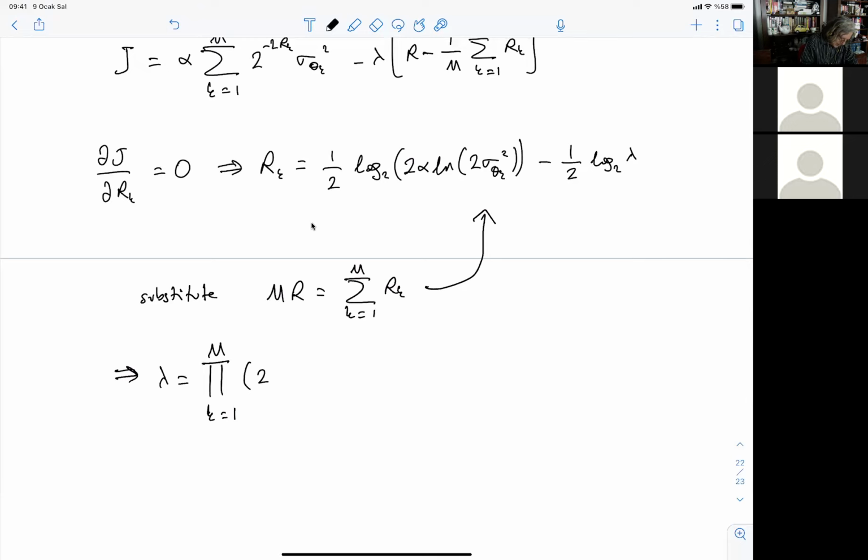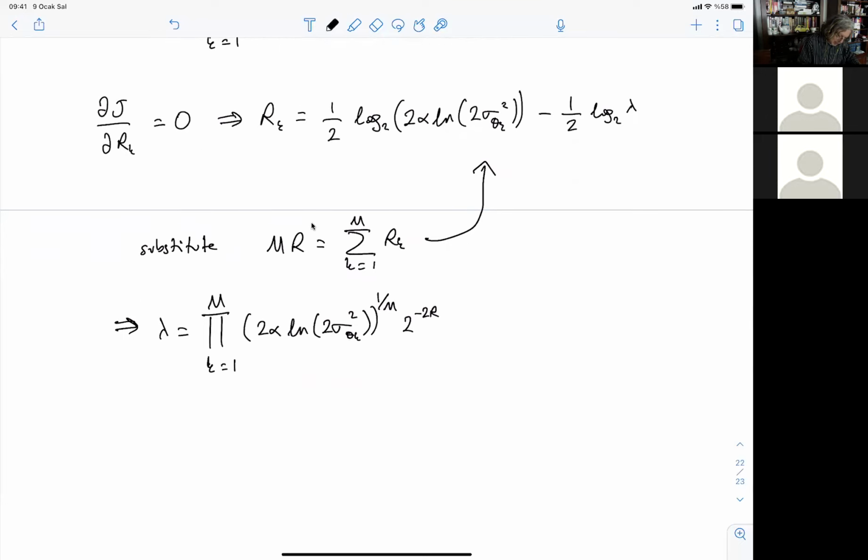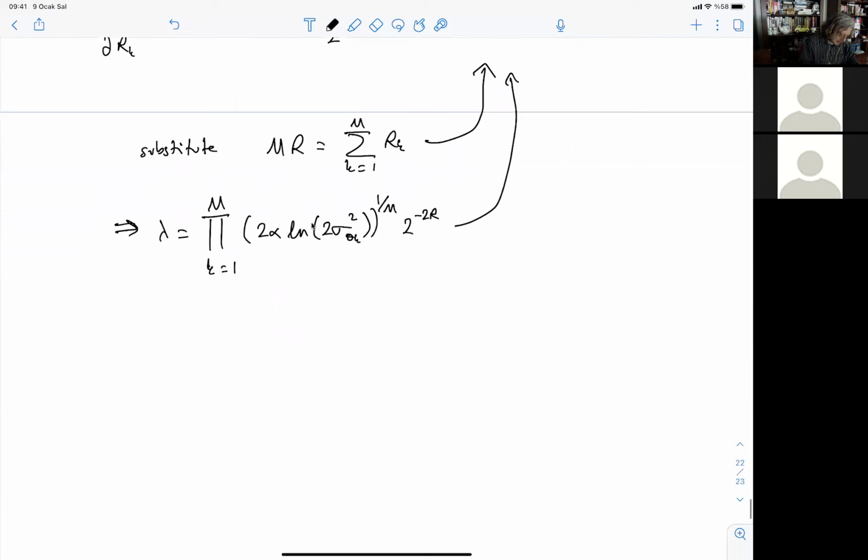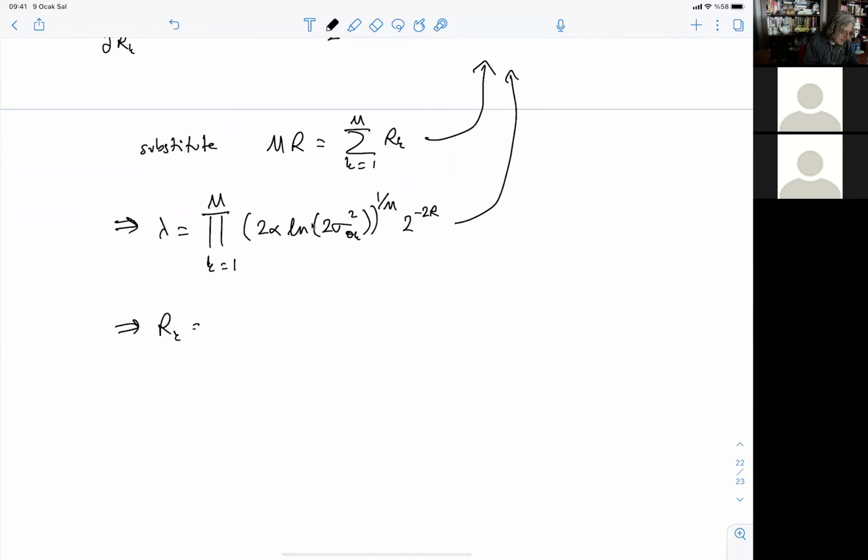of alpha ln 2 sigma theta k square, mth root, 2 to the power 1 over capital M, times, oh sorry, it's not r, it is 2 to the minus 2r, where r is the average bit rate. So you find lambda like this, and you now have to substitute this lambda back into the expression. So we substitute back into this expression, and then we finally find Rk to be equal to this.